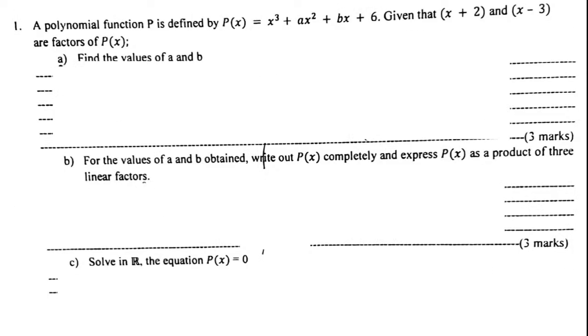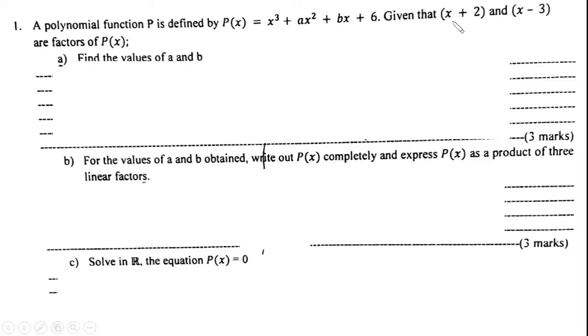Alright, so the first question reads: a polynomial function p is defined by p of x equals x cubed plus ax squared plus bx plus 6. Given that x plus 2 and x minus 3 are factors of p of x, find the values of a and b.